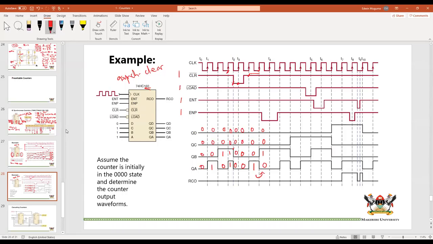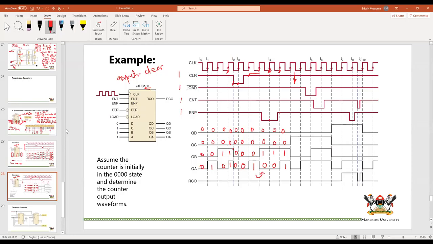But now, when the next clock comes, our ENP is 0, right? Because ENP is 0, we cannot count. We are going to keep there. We will not count. So we stay at 0010. And then when the next clock comes in, ENP is back to 1, so we can count, which is 0011. Here in this range, we still count, okay?